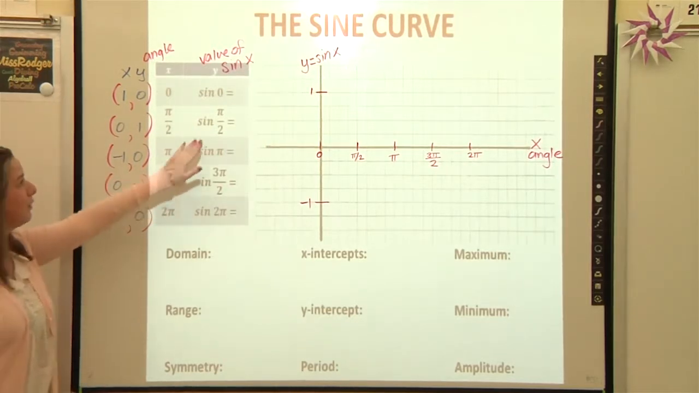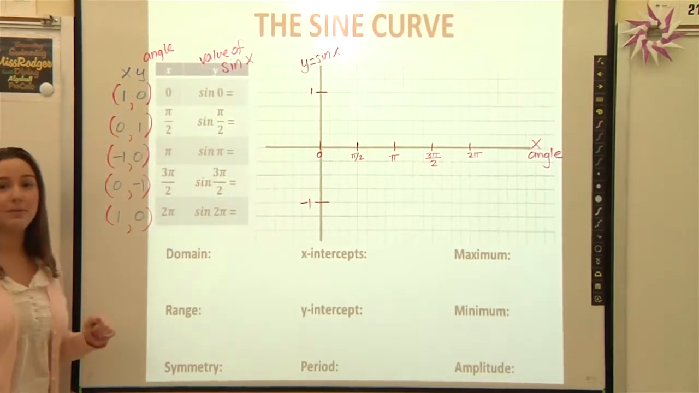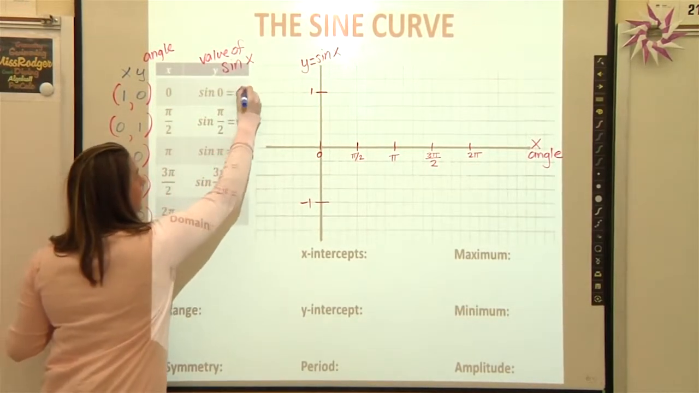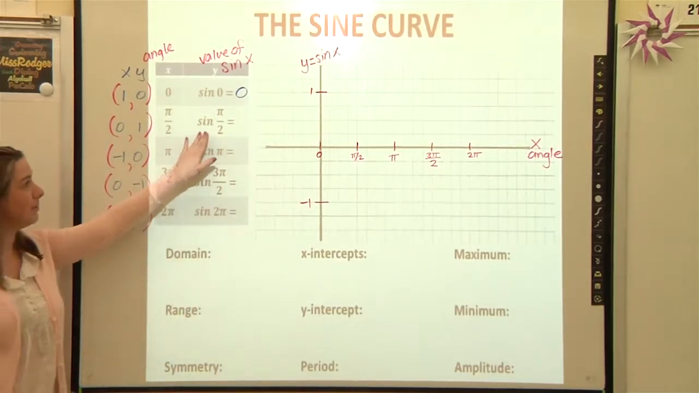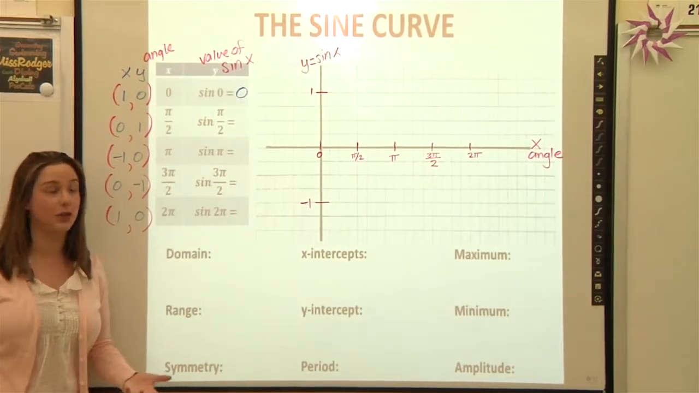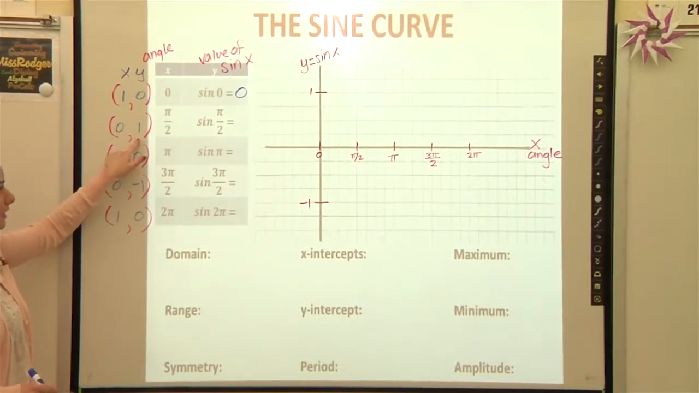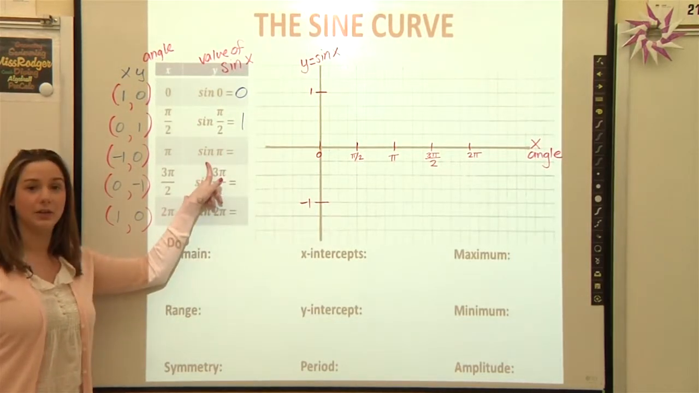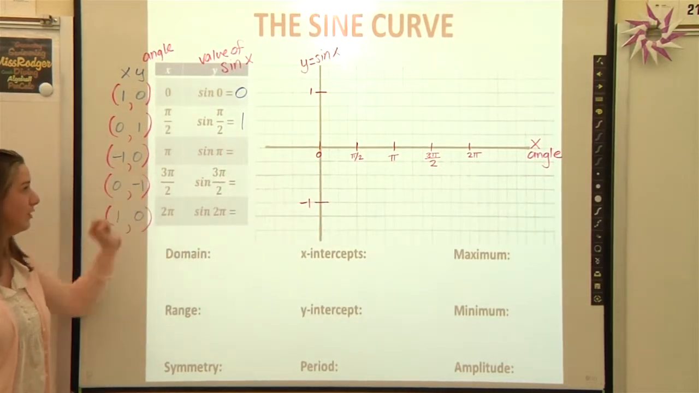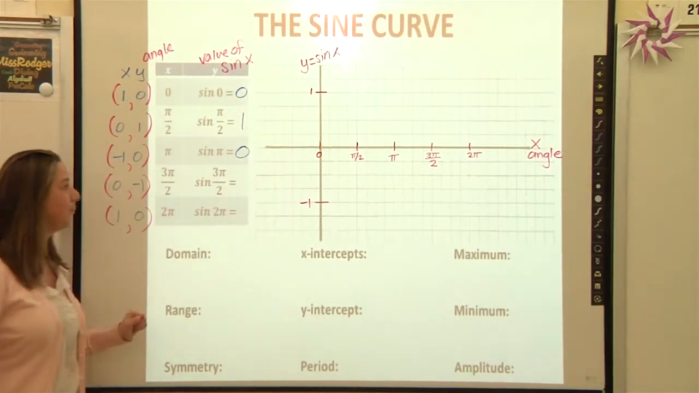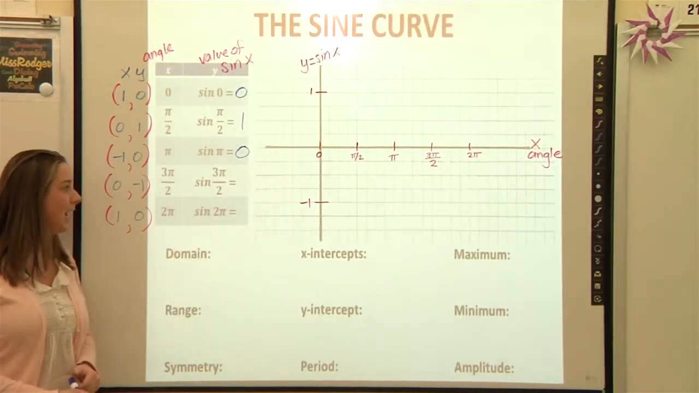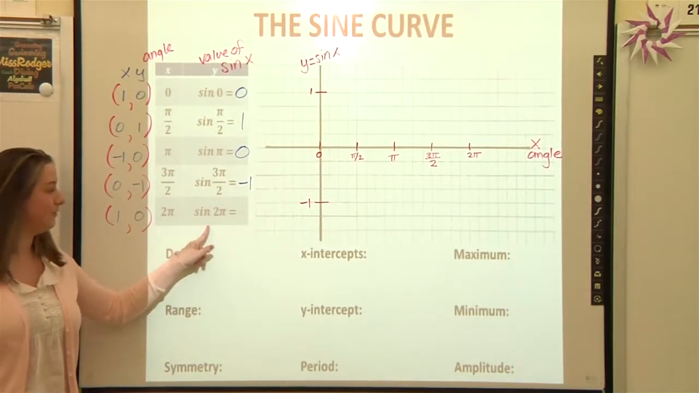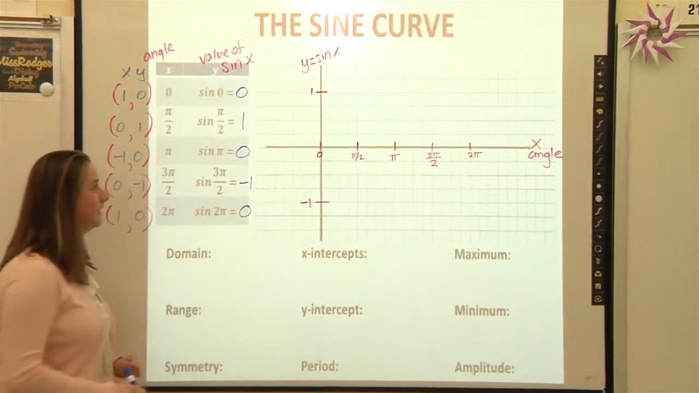When I think to myself, what is the sine of 0? Remember, the sine is always the y value. So our sine is going to be 0. Now, what is the sine of pi over 2? The sine of 90 degrees is going to be 1. What is the sine of pi? What is the sine of 180 degrees? It's going to be 0. What is the sine of 3 pi over 2? -1. And lastly, what's the sine of 2 pi? It's going to be 0.